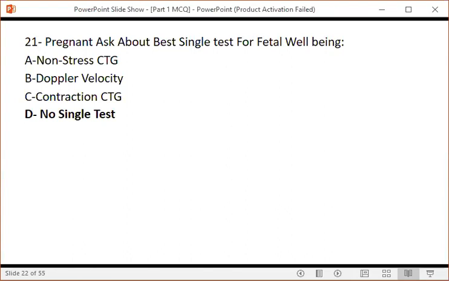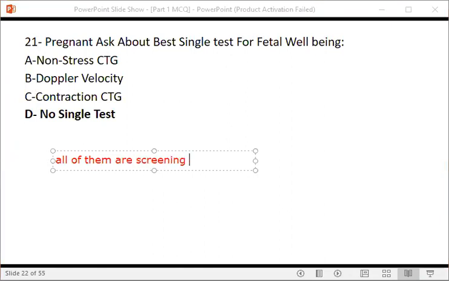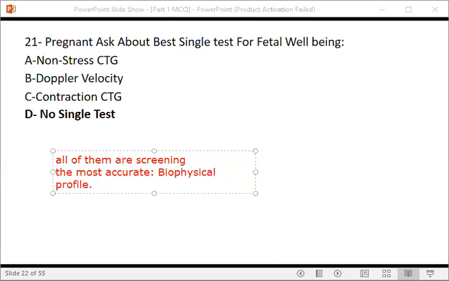A pregnant woman asks about the best single test for fetal well-being: is it the non-stress test, Doppler velocity, or contraction CTG? No single test, actually. You need to know that all of them are screening, but the most accurate, if we can say, is the biophysical profile. Since it is not available here, none of them is good, so the question here is also not complete. If they mention the baby is FGR or IUGR then Doppler velocity, or anemia or hydrops, then Doppler may be an indication.